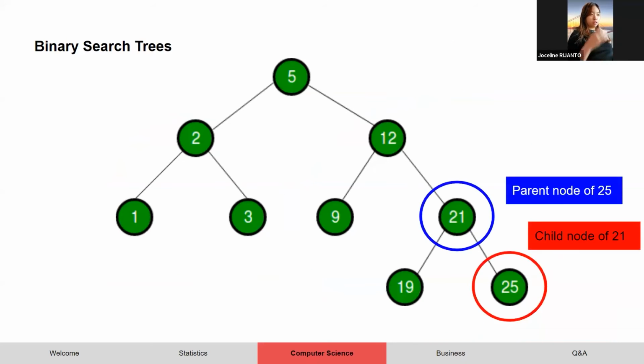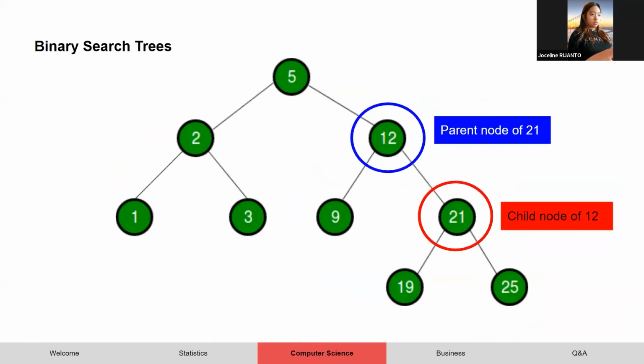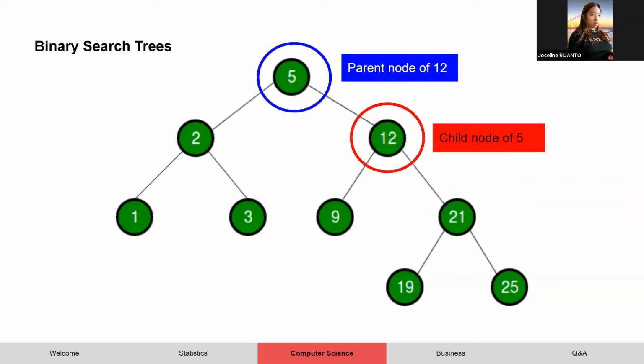The parent node refers to a node that has one or more child nodes. In a tree, nodes are connected in a hierarchical manner where each node except the root node has a parent node and zero or more child nodes. The child node refers to a node that is directly connected to another node, known as its parent node. In this example, 12 is the parent node of 9 and 21, and 21 is the child node of 12. Similarly, 5 is the parent node of 12, and 12 is the child node of 5.